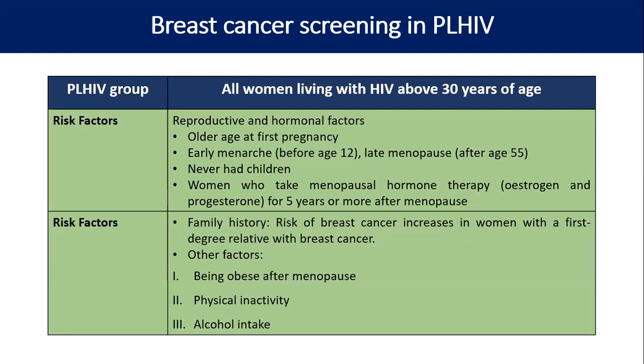Breast cancer screening. The risk factors are reproductive and hormonal factors like older age at the first pregnancy, early menarche before 12, or late menopause after 55, and those who never had any children, or women who take menopausal hormone therapy, that is hormone replacement therapy for 5 years or more after menopause. They are the risk factors for the development of breast cancer. And other risk factors are family history. Risk of breast cancer increases in women with a first-degree relative with breast cancer, and being obese after menopause, physical inactivity, alcohol intake.